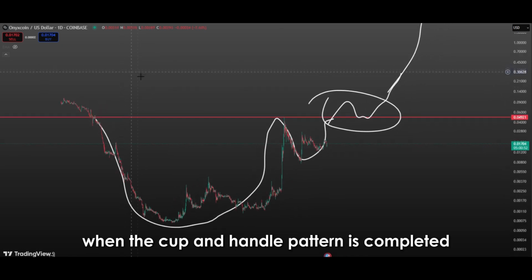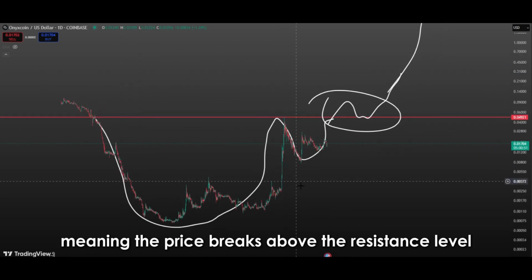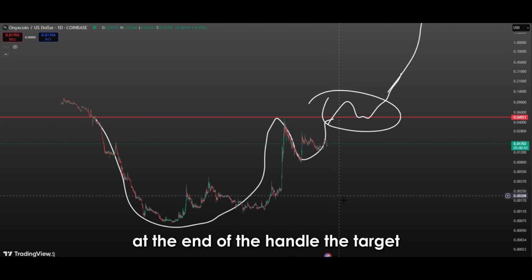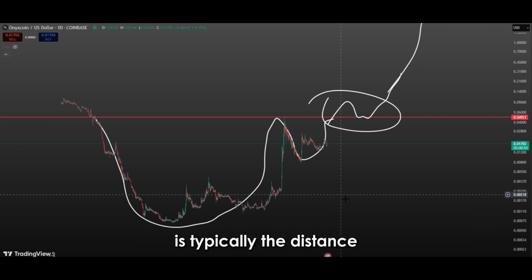When the cup and handle pattern is completed, meaning the price breaks above the resistance level at the end of the handle, the target is typically the distance between the cup's lowest point and the resistance level. Therefore, the potential upside can reach quite satisfactory levels.